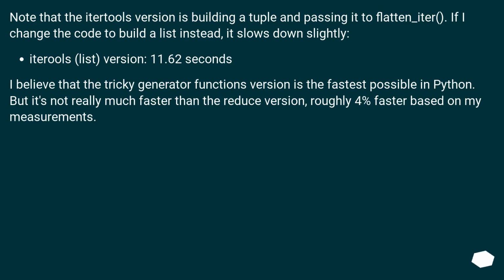Note that the itertools version is building a tuple and passing it to flatten_iter. If I change the code to build a list instead, it slows down slightly. itertools, list, version, 11.62 seconds. I believe that the tricky generator functions version is the fastest possible in Python. But it's not really much faster than the reduce version, roughly 4% faster based on my measurements.